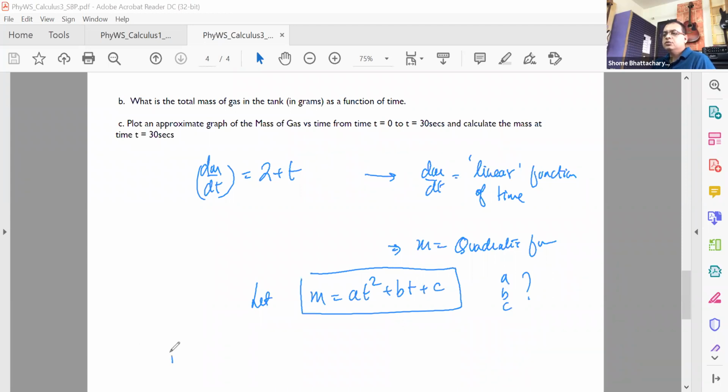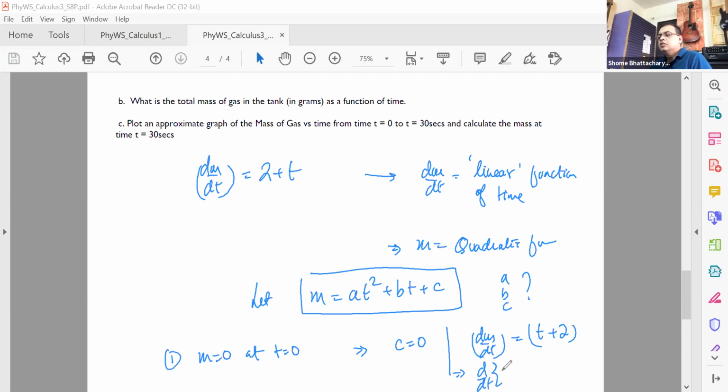The first thing we'll make use of is that m was 0 at t equal to 0. So that means c should be 0. And the second thing we'll make use of is that dm by dt was equal to 2 plus t. I'll just write that as t plus 2. So this means that the differentiation of this function, which is now at square plus bt, is equal to t plus 2, because I already know c is 0. Now using this, I'll get the values of a and b.